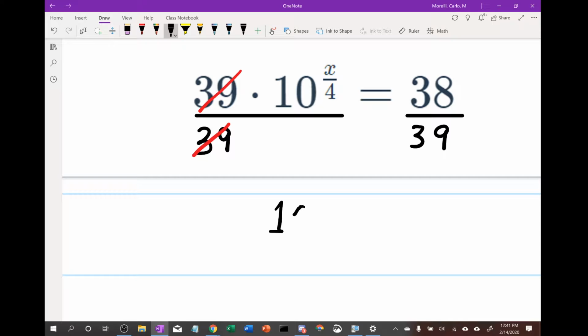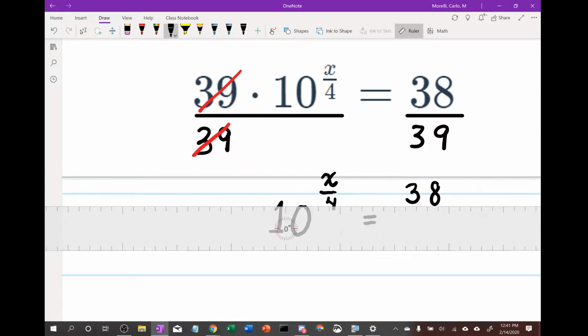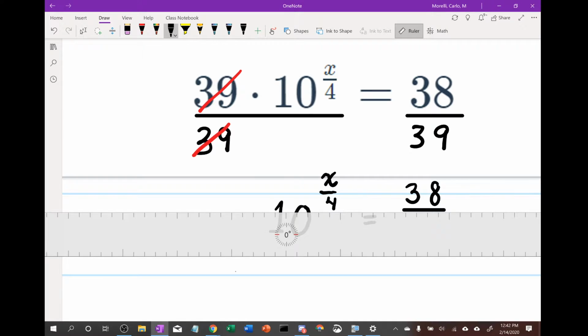And here's what we're looking at. 10 raised to the power of X over 4 equals 38 over 39.